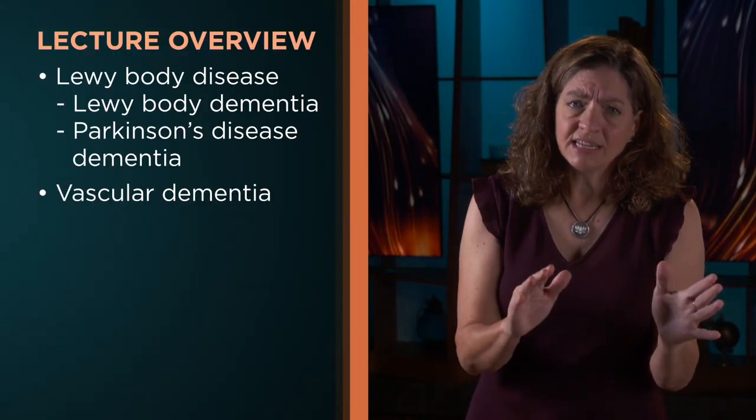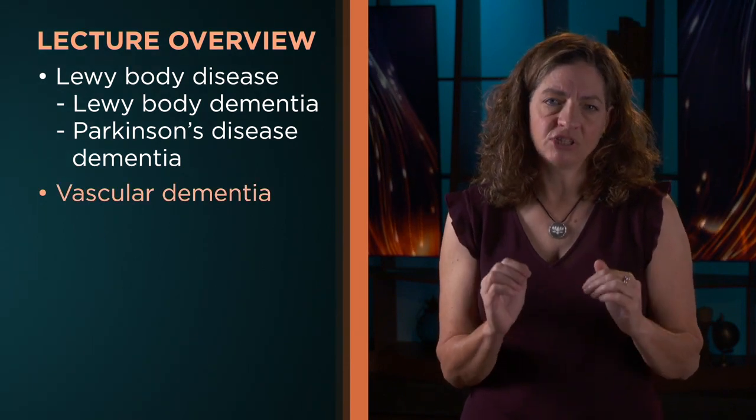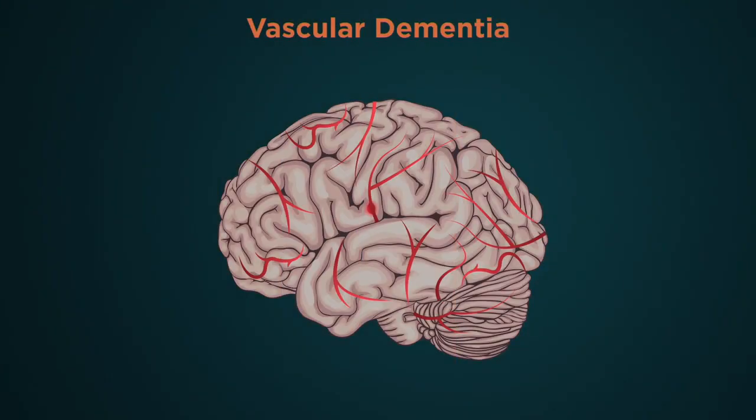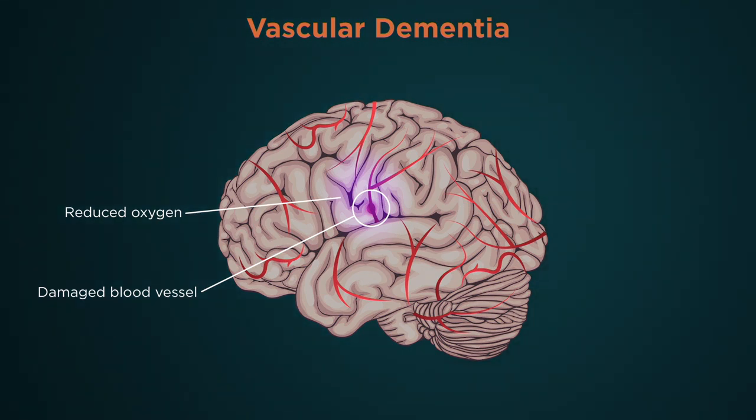Now that we've talked about Lewy body disease, let's turn our attention to another form of dementia, known as vascular dementia. Vascular dementia results from damage to blood vessels in the brain, which reduces their ability to supply oxygen and nutrients that allow the brain to function effectively. This disorder is hard to diagnose because it's not tied to a single cause, but has many different causes and clinical manifestations.